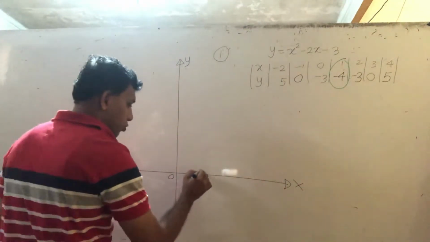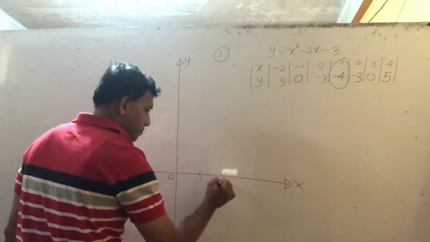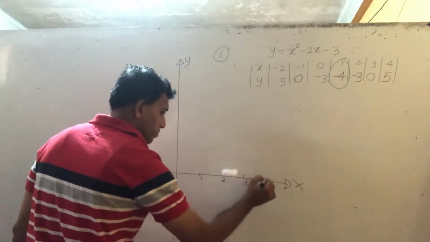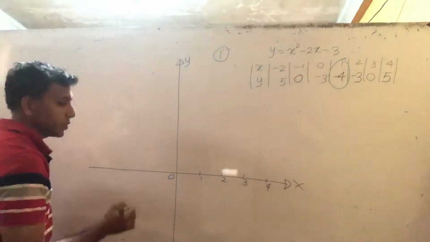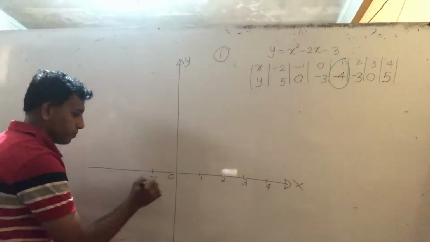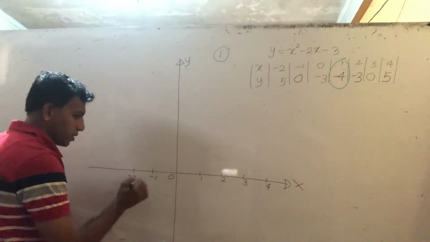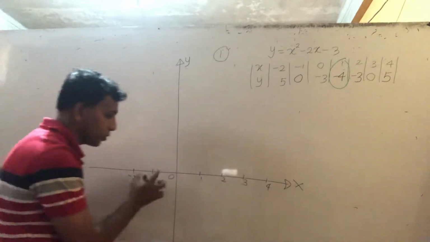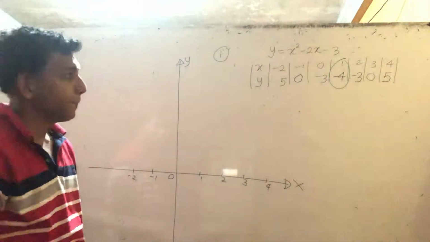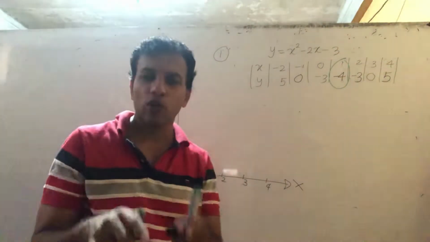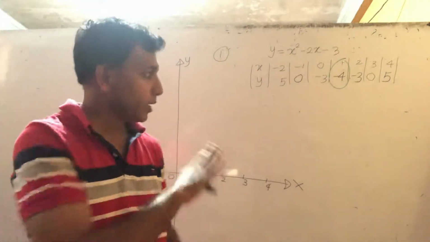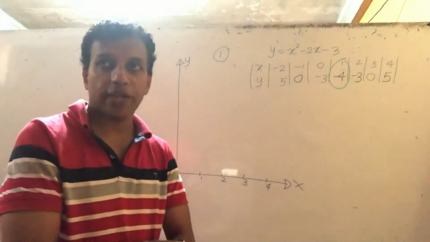X up to 4. Negative up to minus 2. Take all equal size, right? It should be all equal. This is the graph sheet. You can't draw in your square ruled notebook or any CR notebook. Better you take the graph sheet and trace.